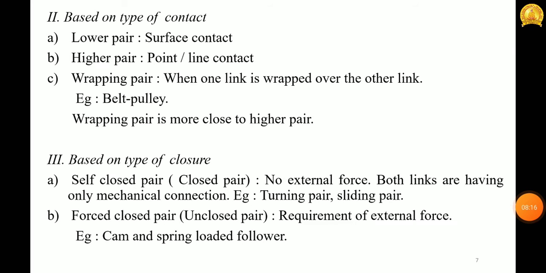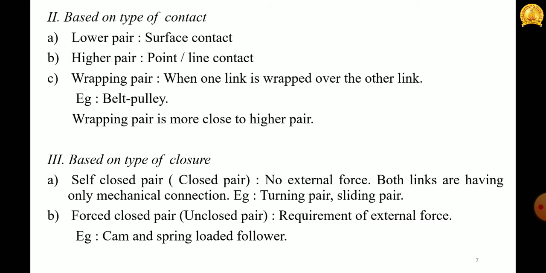And the next one is wrapping pair. When one link is wrapped over the other link, it is called wrapping pair. For example, belt pulley system. Wrapping pair is more close to higher pair. Now, based on the type of closure, it is classified as self-closed pair and forced closed pair.